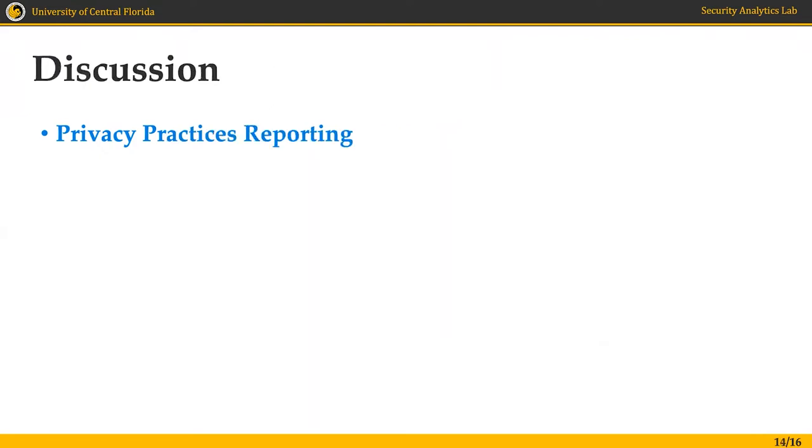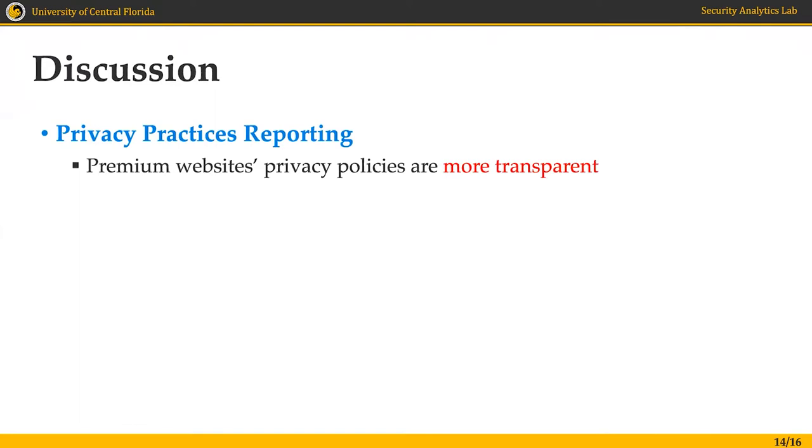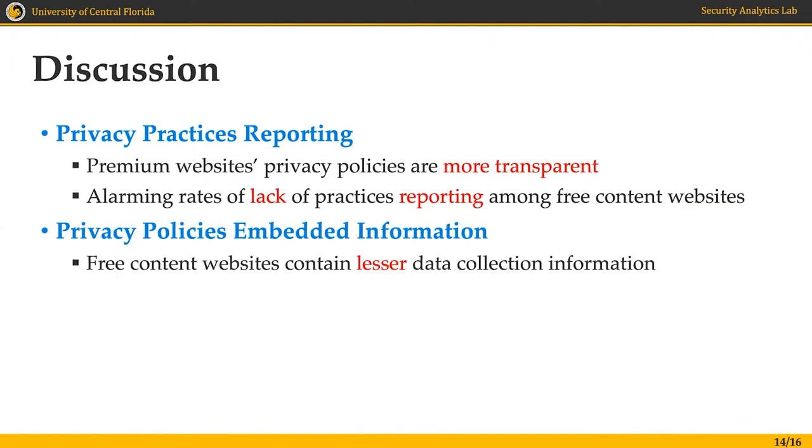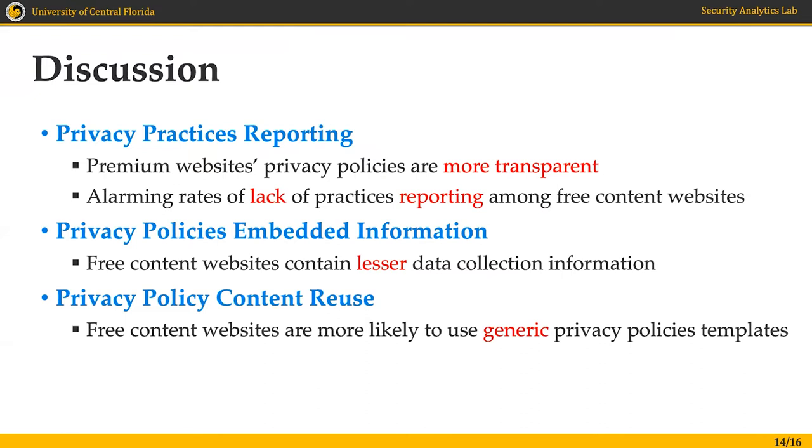Our findings show that premium websites are more transparent and to the point in reporting their data sharing and user tracking practices. Moreover, the lack of transparency in free content websites is concerning in contrast to the premium content, where free websites contain less information, as if they are hiding the potential risk of using their services. Among other findings, we uncover that free content websites are more likely to use generic privacy policy templates. This indicates that privacy policy may not reflect the actual data collection practices used by the website service providers.